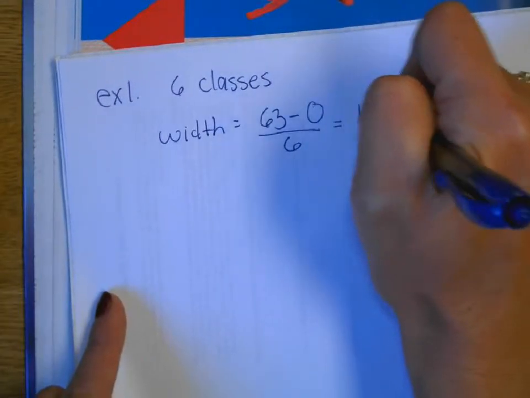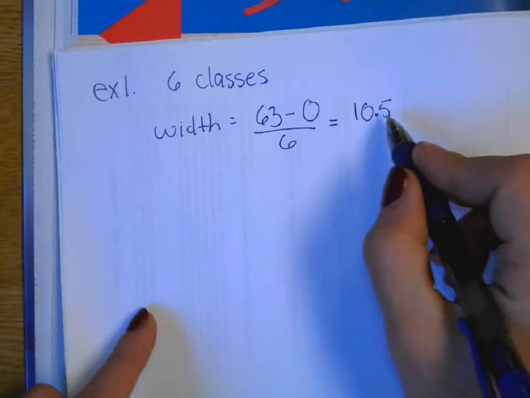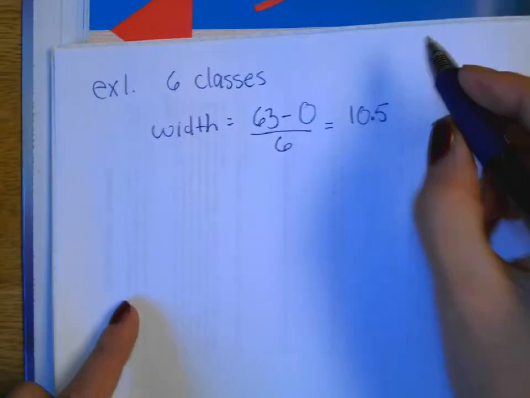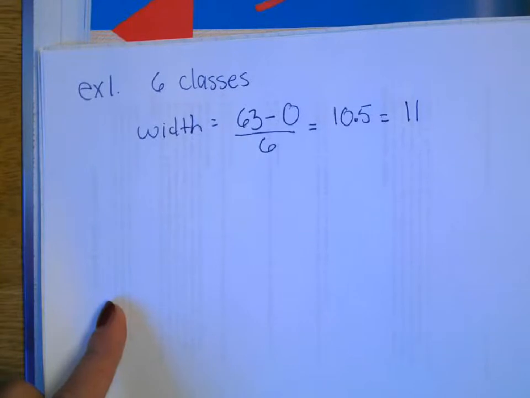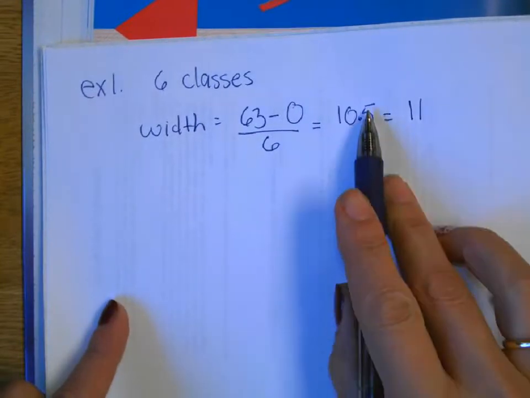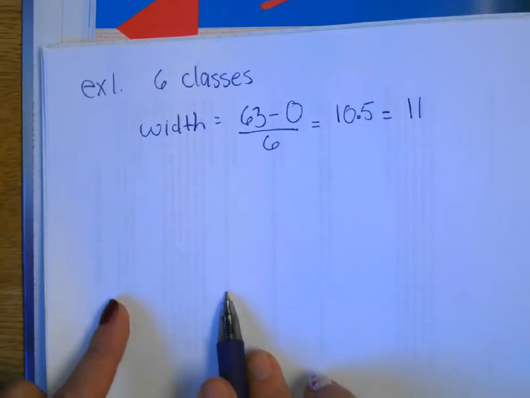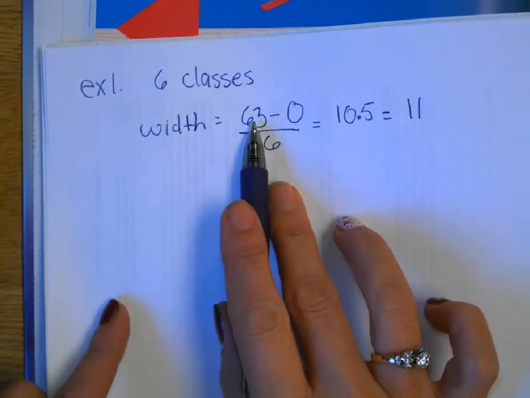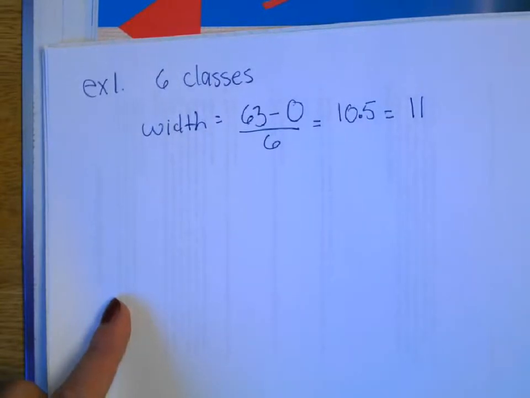10.5. So we can't have a decimal as a class width, we have to have a whole number. Even if this was 10.1, what would our class width be? 11. This is the only time you always round up. If you kept this, say this was 10.1 and you made it 10, when you go to make your table, your last age will not include the 63-year-old. He wouldn't fit in the table. That's why you always have to round up so you include everybody.